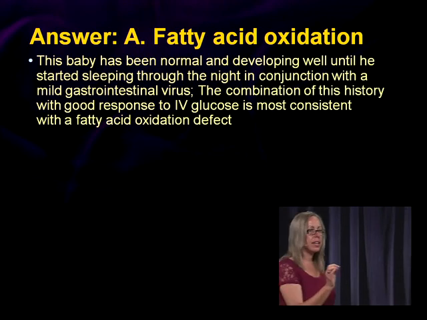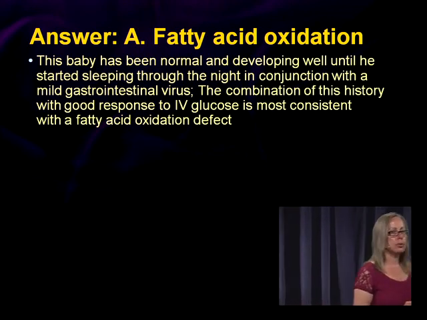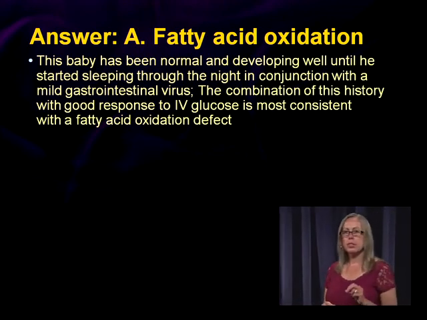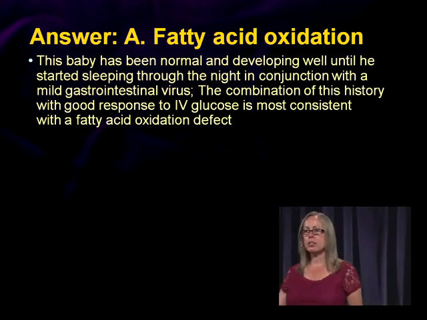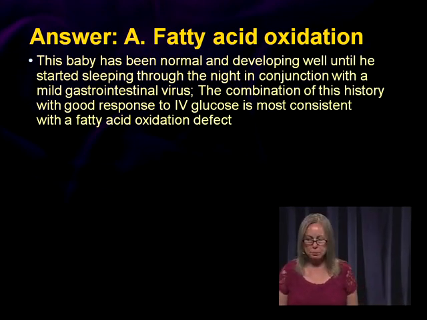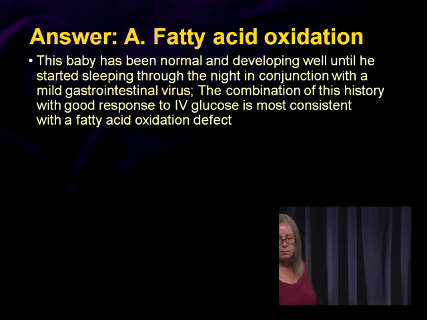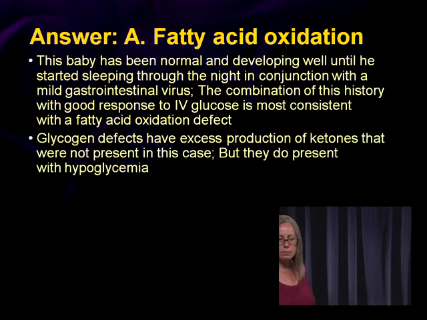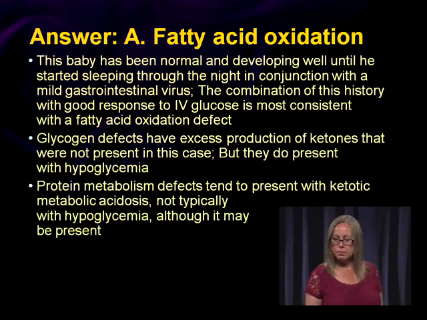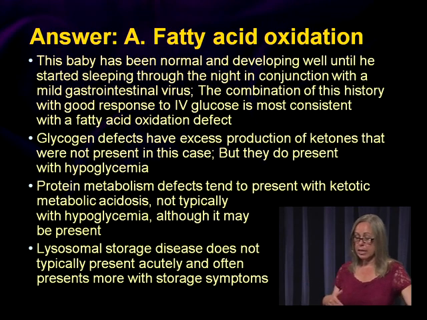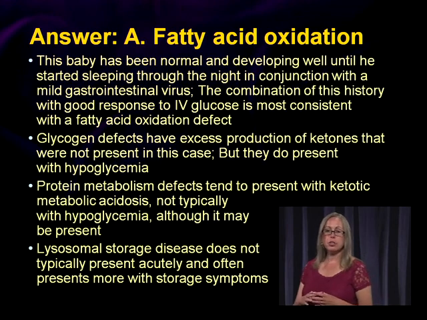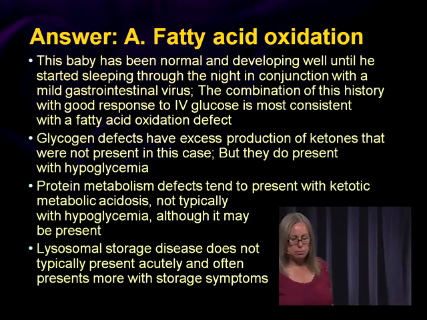So this one is the fatty acid oxidation. They're not making any ketones. If it was a glycogen problem, you would rely on your fatty acids and start generating ketone bodies. And then protein metabolism tends to present with ketotic metabolic acidosis, not typically with a hypoglycemia, although it can be present. And then we're going to get to lysosomal storage diseases. They usually are a long-term problem and not an acute issue.